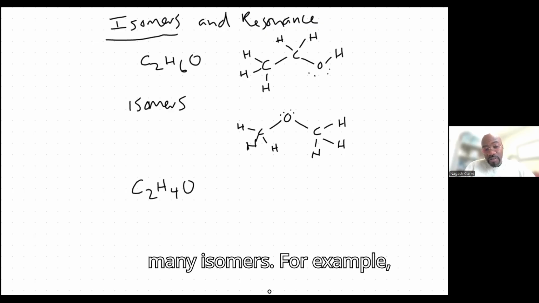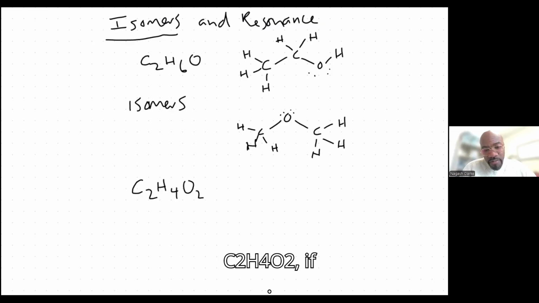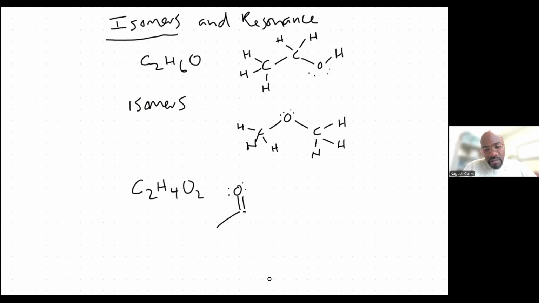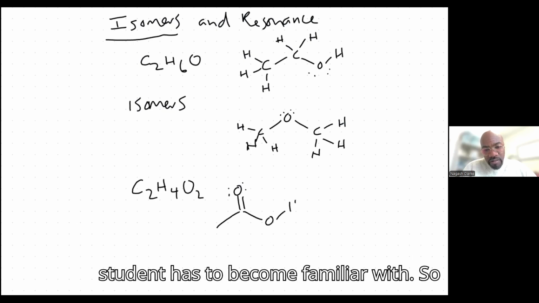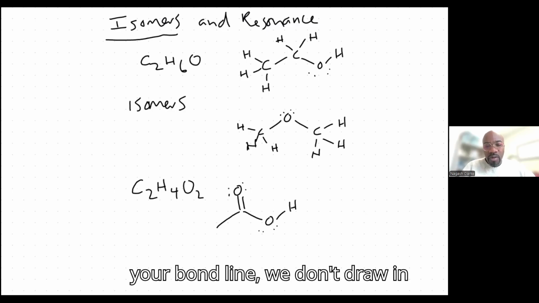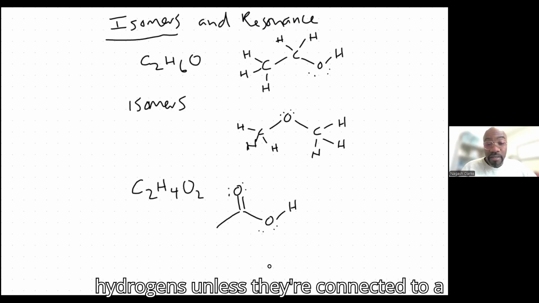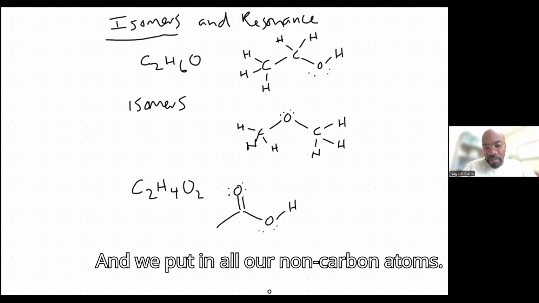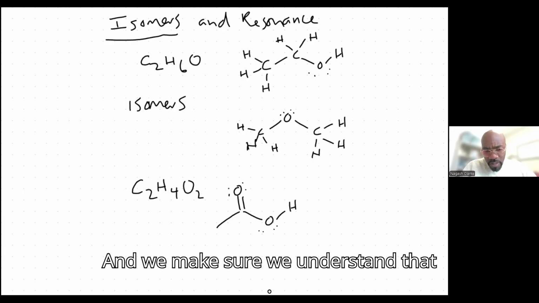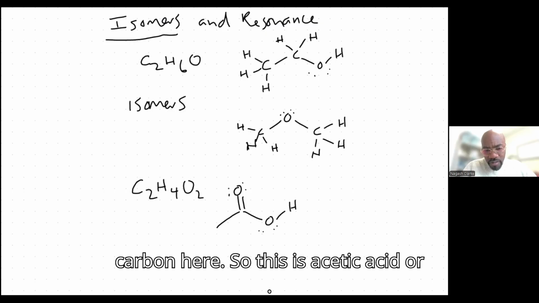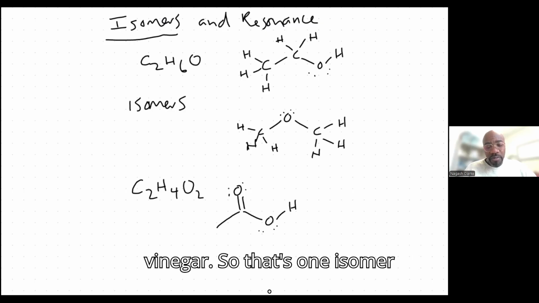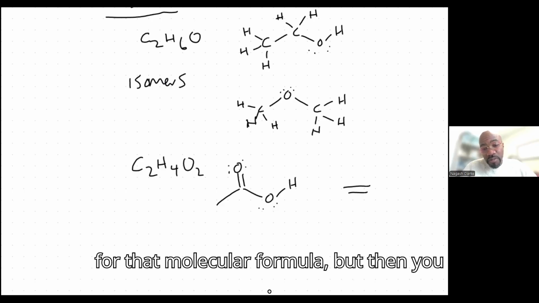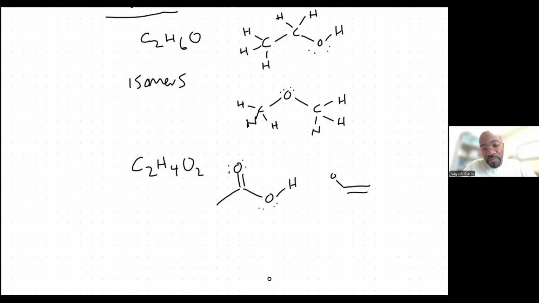many isomers. So for example, C2H4O2. If I use bond line structure, which would make drawing easier, and that's something an organic chemistry student has to become familiar with, in bond line we don't draw in hydrogens unless they're connected to a non-carbon atom. We put in all our non-carbon atoms, and we make sure we understand that there's a carbon at this point, there's a carbon here. So this is acetic acid or vinegar.